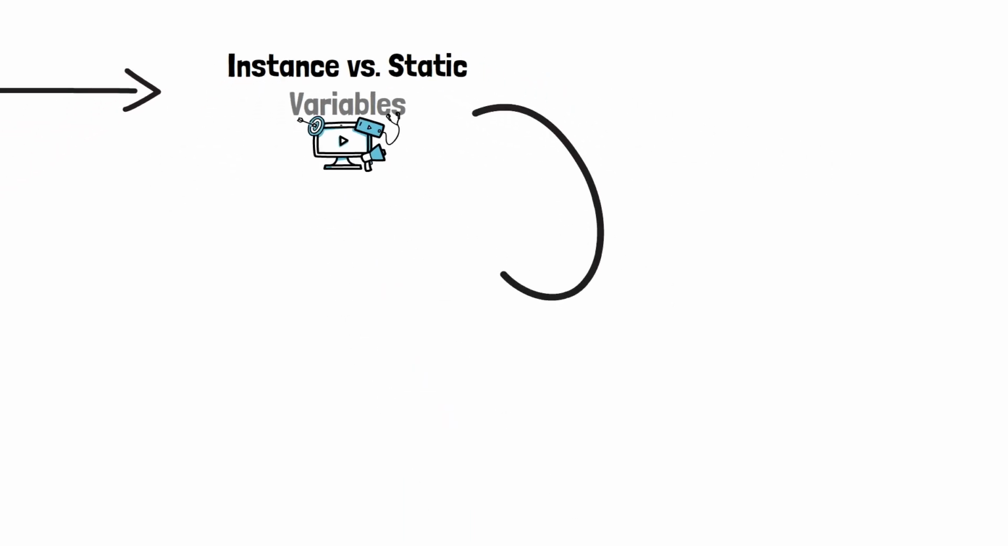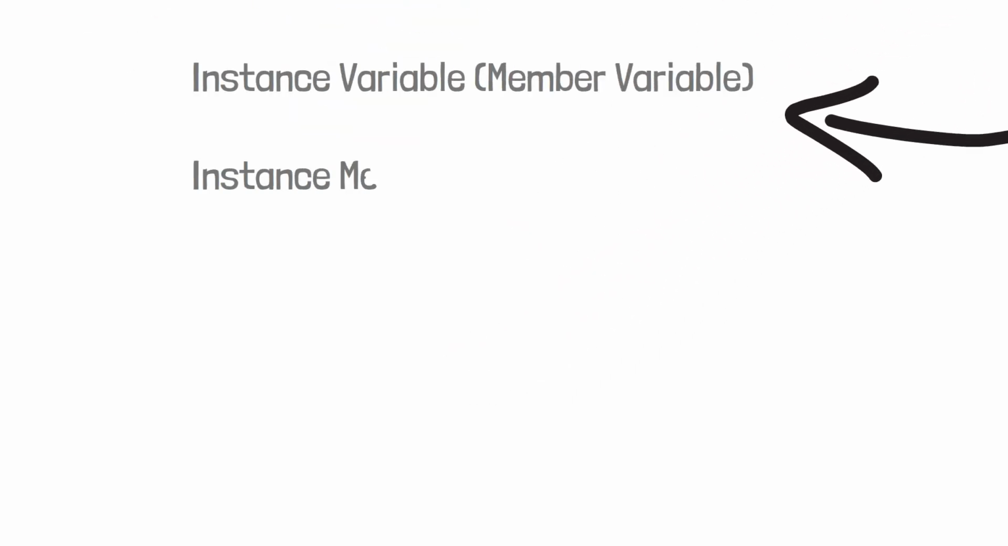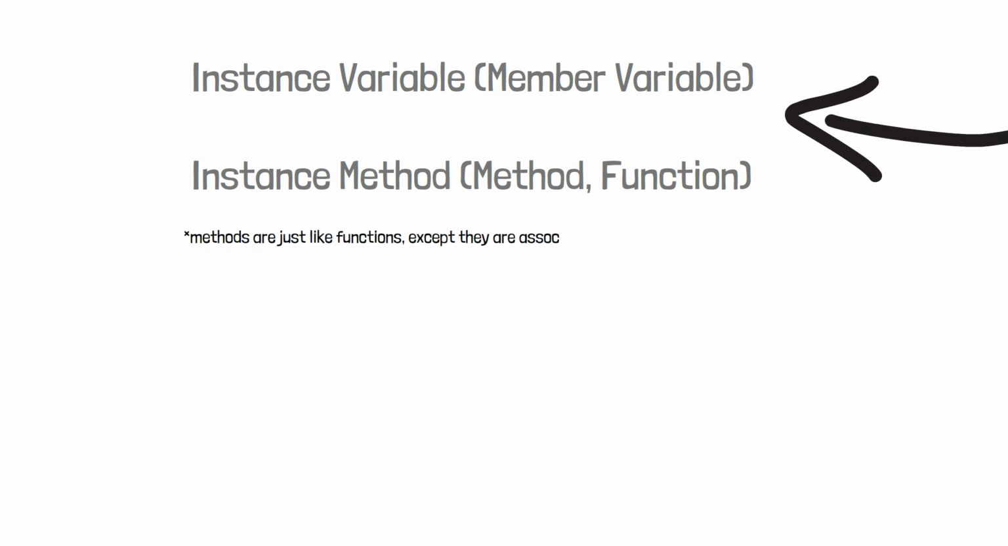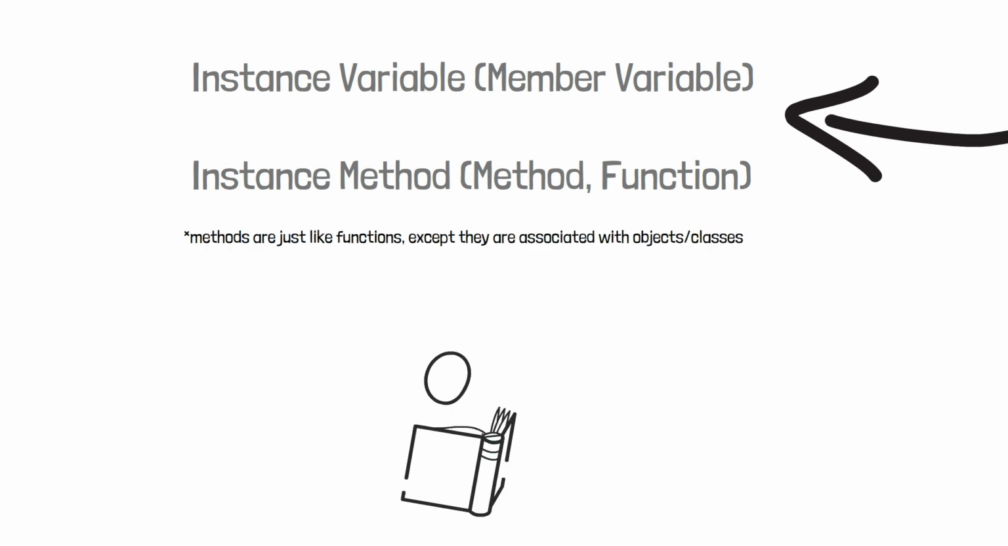Firstly, depending on the language you're working with, the terminology may vary slightly. For example, instance variable may be referred to as a member variable, or instance methods may just simply be called methods or functions, but the underlying principles are the same. When I first learned Java, I found understanding the difference between static and instance really helpful, so I'll stick with those terms for this video.